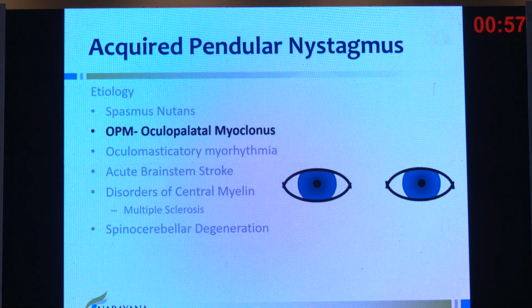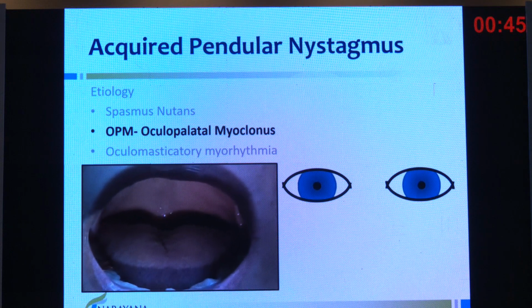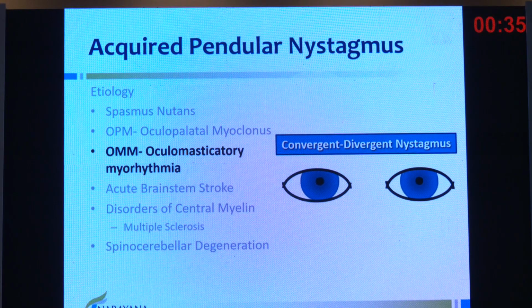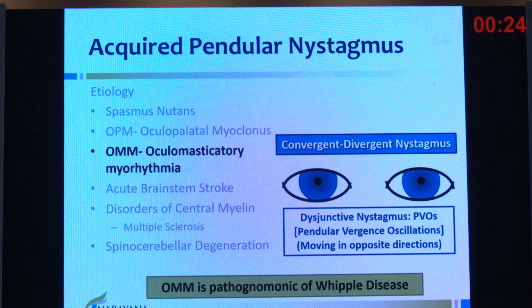Then you have the OPM or the oculopalatal myoclonus, which is an acquired nystagmus with continuous and rhythmic movements of the soft palate, and therefore you should ask the patient to look at the palate. You can see the palate moving along with a vertical pendular nystagmus, and it occurs after injuries of the brainstem or the cerebellar regions. Then the OMM or the oculomasticatory myorhythmia. Here you can see it's a convergence divergence nystagmus. That means a disjunctive nystagmus, also called PVOs, pendular vergence oscillations, moving in opposite directions, which are pathognomonic of Whipple disease.